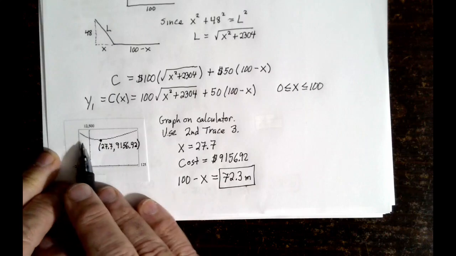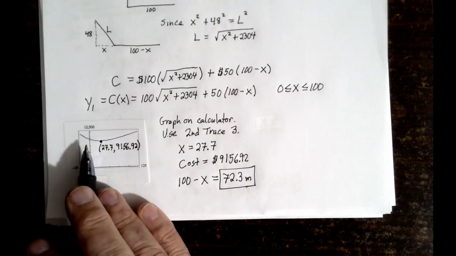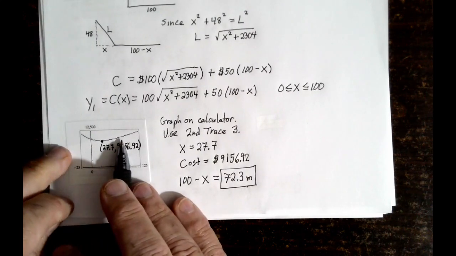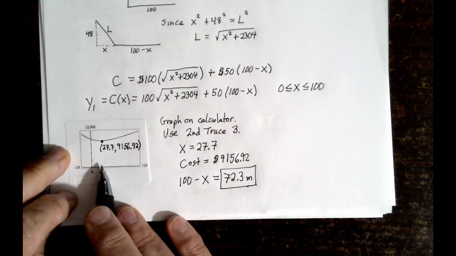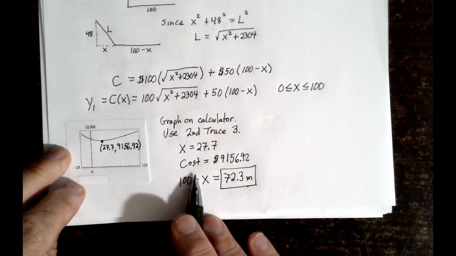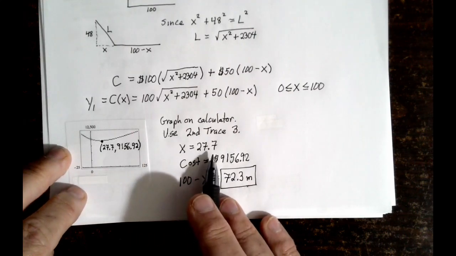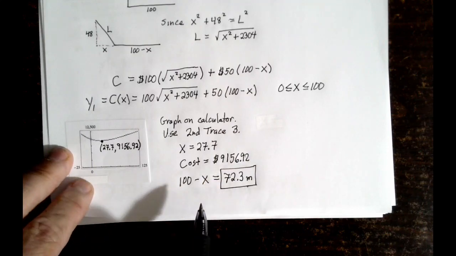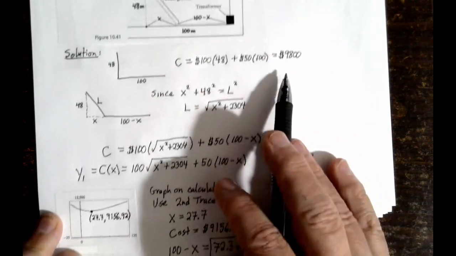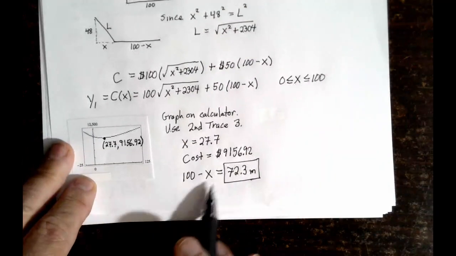You'll move to the left of the point, hit enter, move to the right of the point, hit enter, and then move towards the point where you think it roughly is, and hit enter. And it will give you these numbers right here, which means X is 27.7 meters. The cost is a little over $9,000, cheaper than the 9,800 that we initially calculated.